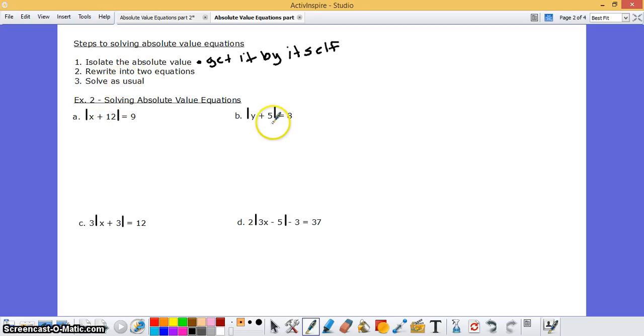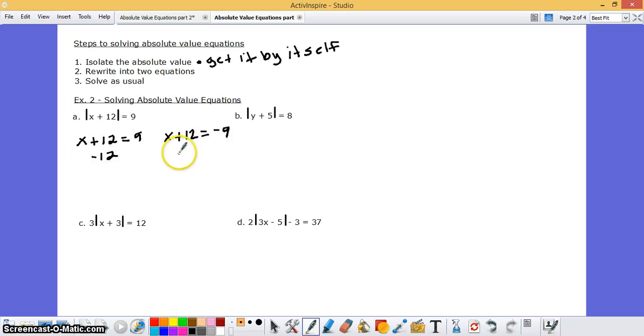So our first two examples. We have the absolute value of x plus 12 equals 9. This is already by itself. We don't have to do anything because there's nothing outside of the absolute value. So remember, the absolute value of something is equal to the positive and the negative of it. So we split this up into x plus 12 equals positive 9 and x plus 12 equals negative 9, because both positive and negative 9 have absolute values of 9.